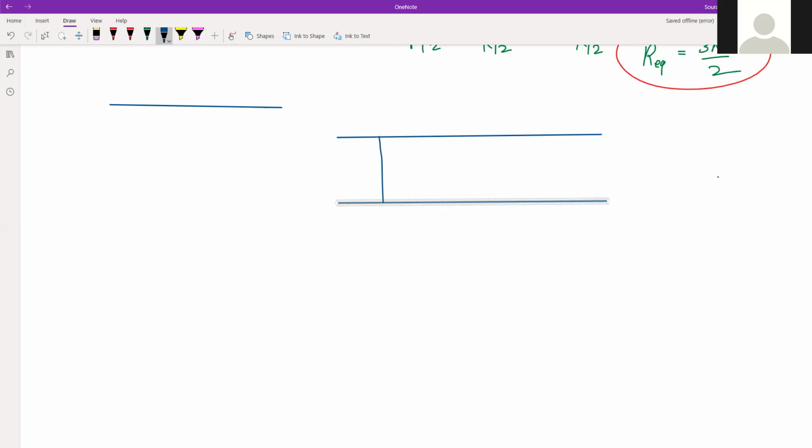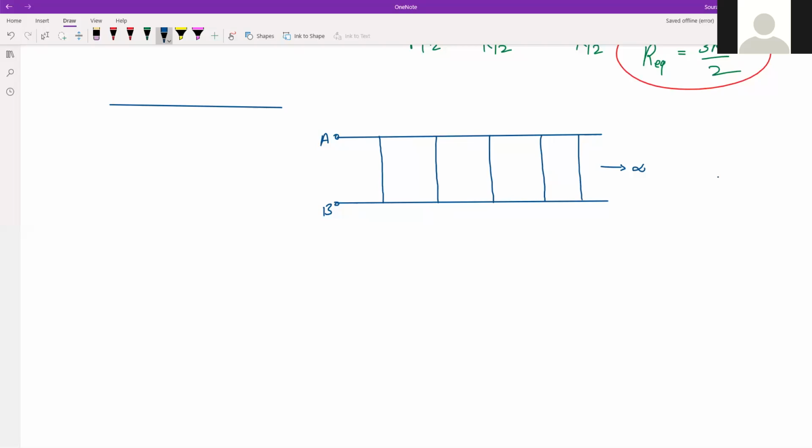A ladder-like structure will be made like this, and it keeps on repeating itself till infinity. Means there are a huge number of such patterns there, right? Suppose this point is A and this point is B, and we have to find out the equivalent resistance here.